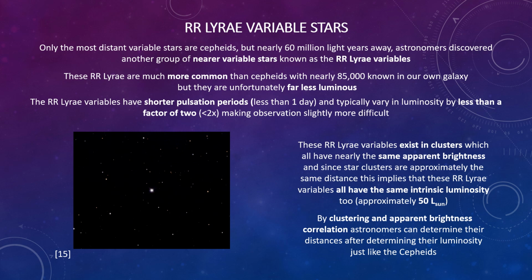RR Lyrae also exist in clusters, which have nearly the same apparent brightness. And since star clusters are approximately the same distance, this implies that these RR Lyrae variables all have the same intrinsic luminosity too, approximately 50 times the sun's luminosity. So, by correlating clustering and apparent brightness, astronomers can determine their distances after determining their luminosity from their period luminosity relationship, just like they did with Cepheids.